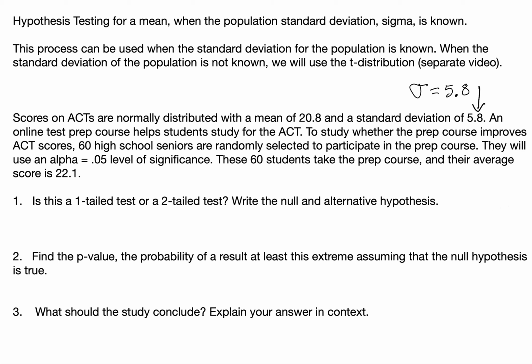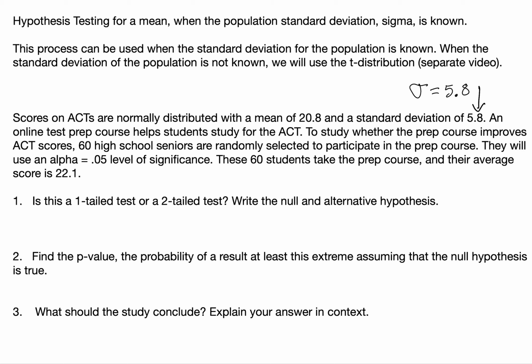An online prep course helps students study for the ACT. To study whether the prep course improves ACT scores, 60 high school seniors are randomly selected to participate in a prep course. They'll use an alpha equals 0.05 level of significance to test this claim that the online prep course improves students' scores. The 60 students take the prep course, and after the course, their average score on the ACT is 22.1.